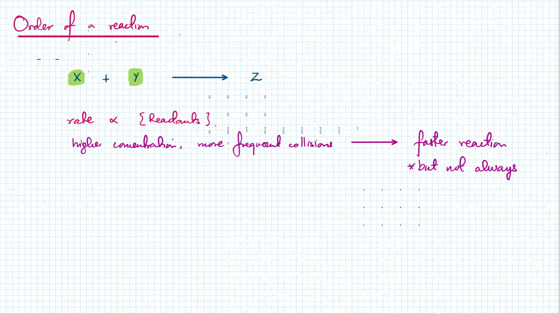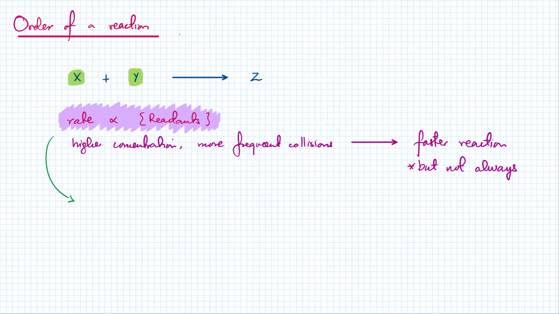So this relationship that rate is, I mean, this particular relationship, the one that I'm highlighting over here, this is not a straightforward relationship. It's not always that you have a higher concentration of reactants, you're going to have a higher rate. So the proper way to describe this relationship is that rate is proportional to the concentration of the reactants. The reactants in this case are X and Y.